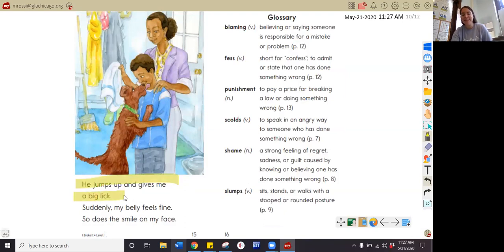In the story, I see that he jumps up on the boy and gives him a big lick. I can use my schema to know that when a dog is jumping and licking, the dog is probably feeling happy, or the dog likes the boy. So the dog has forgiven the boy. The dog and the boy are all friends again, and hopefully the boy won't lie anymore.